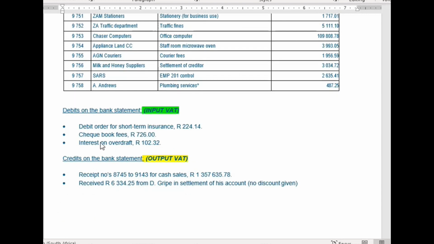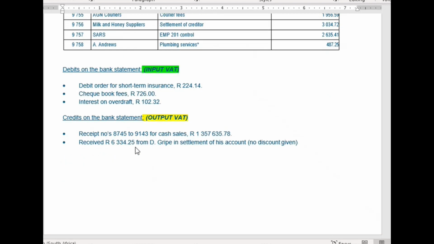And they will say to you, it's a debit order for short-term insurance or for checkbook fees or on interest of the overdraft. Then there will be credits on the bank statement. These will normally be EFTs that were paid into your account or checks that were cashed or whatever. And then you have output VAT.